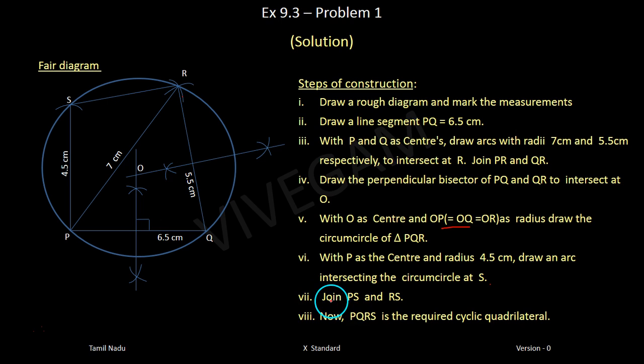Then what did we do? Join PS and RS. Now PQRS is the required cyclic quadrilateral. Okay, so it's quite simple, but please pause the video here and try to do this problem construction on your own. Okay, thanks for watching this video.